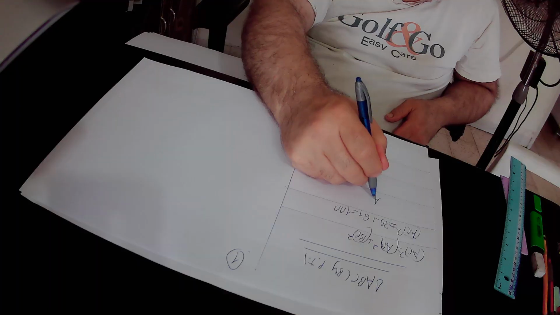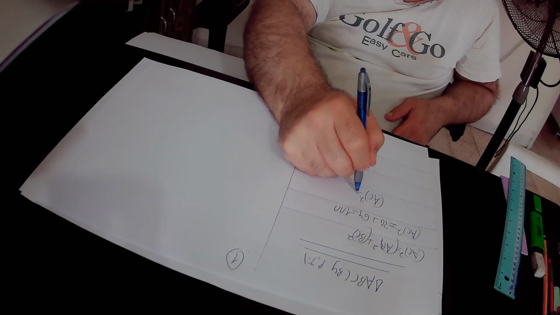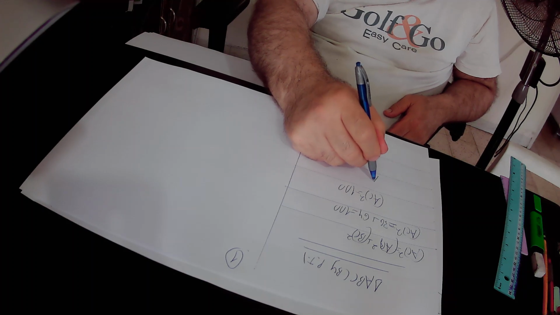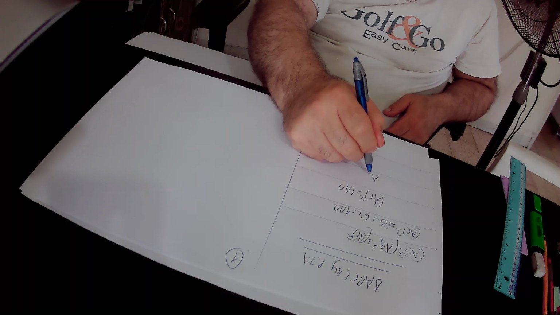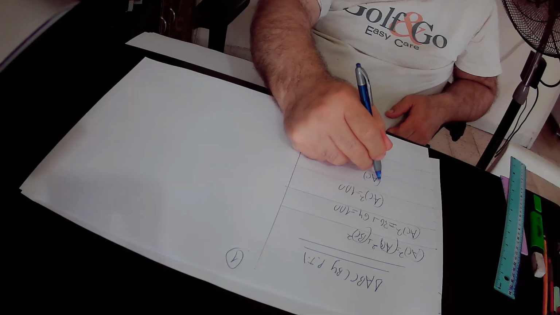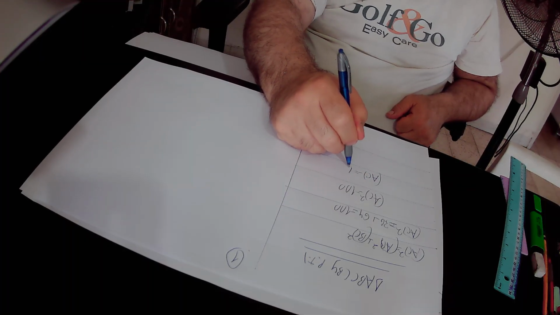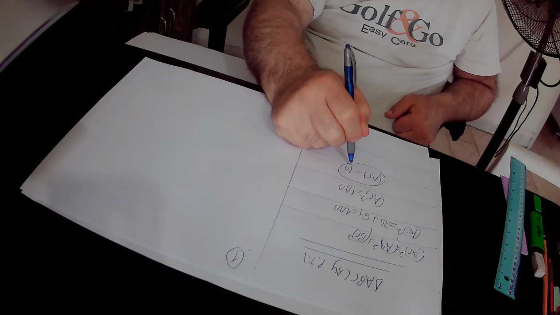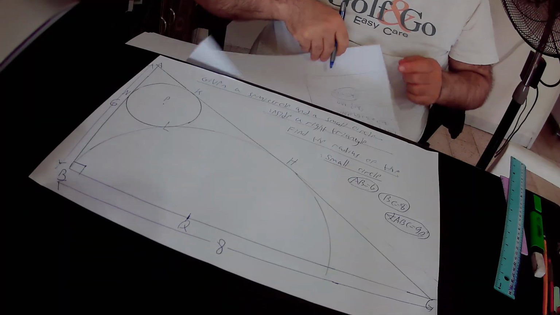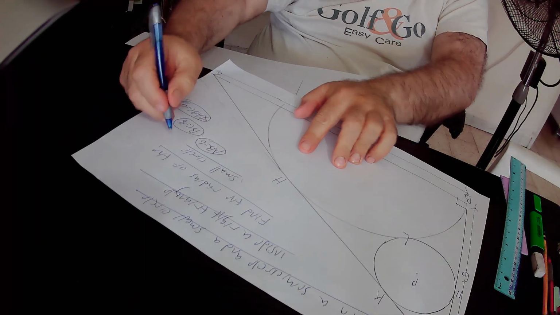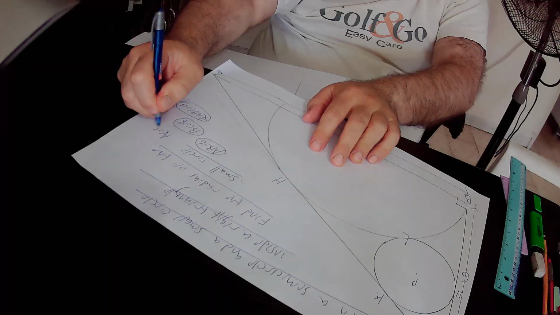AC square equals 100. We take a root out of this equation. Finally, we get that the missing hypotenuse AC equals the square root of 100, that is 10. So AC equals 10 units in its length. The hypotenuse AC equals 10 units in its length. AC equals 10.